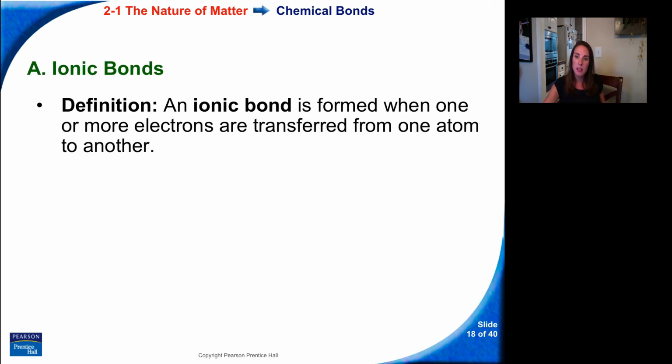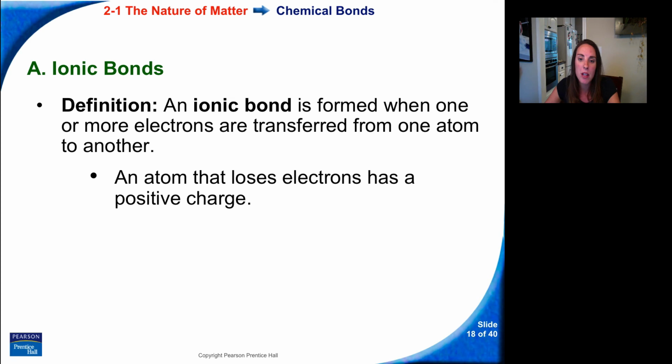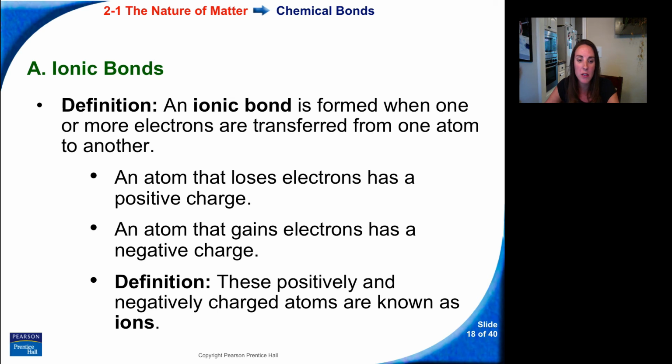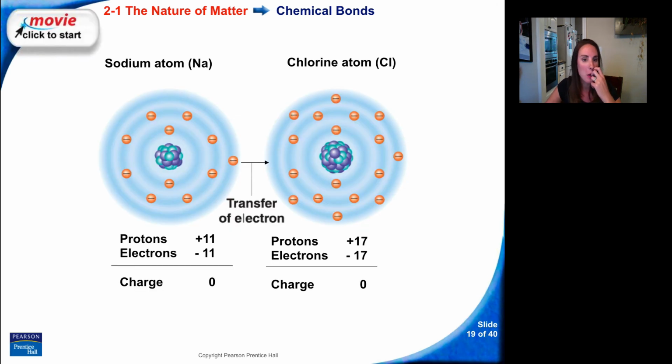An ionic bond is formed when 1 or more electrons are transferred from one atom to another, basically given to the other atom. An atom that loses electrons has a positive charge. That makes sense because if you're losing a negative charge, you become positive. The atom that gains electrons has a negative charge. That makes sense because if you're gaining a negative charge, you become -1. These positively and negatively charged atoms are known as ions. Here's an example with the sodium atom and the chlorine atom.